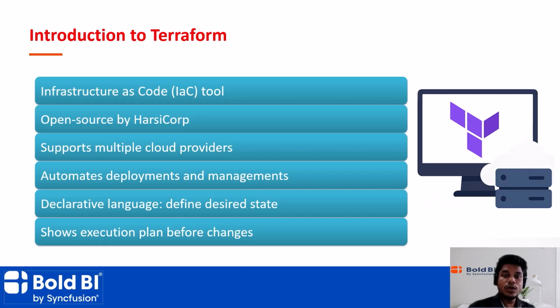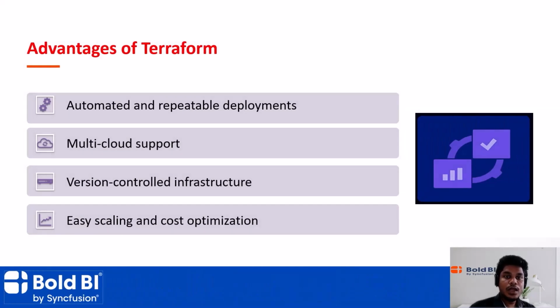Now let's look at the advantage of Terraform over traditional deployment methods. The following are the advantages of Terraform. Terraform enables automated and repeatable infrastructure deployments. It supports multiple cloud providers for flexible and scalable solutions. While using Terraform, infrastructure is version controlled, improving collaboration and traceability. And while using Terraform, resources can be scaled easily with the built-in cost optimization features. Now let's compare traditional deployment methods with Terraform-based deployments.